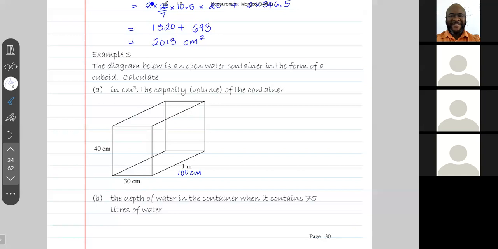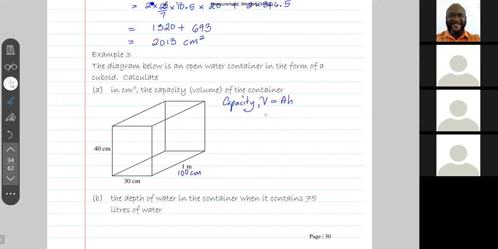We're asked to calculate the capacity of the container. Now, capacity is the amount of space in the container, and space is just another word for volume. The amount of space is called volume. So when I ask you to calculate the capacity of the container, what I'm asking you to calculate is the volume. So the capacity is the volume, which is equal to A times H.